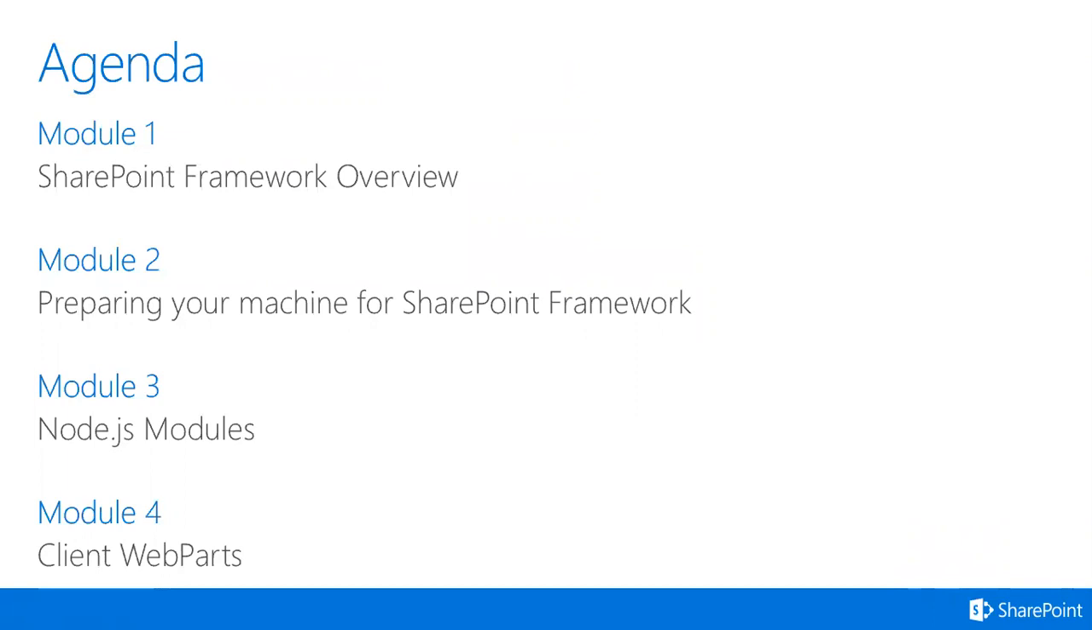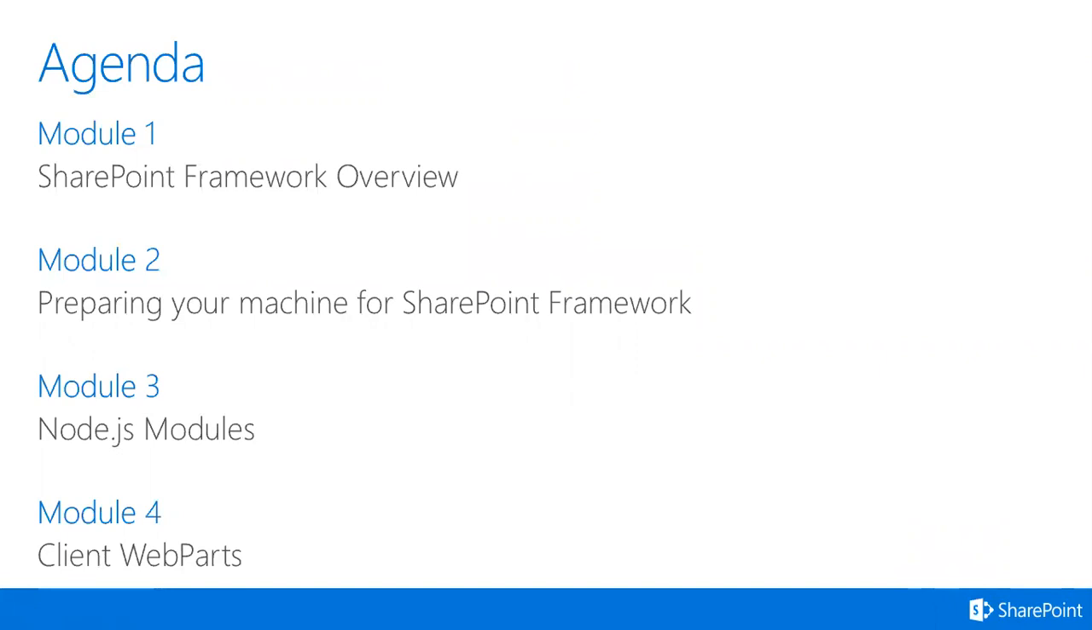In module 2, you will be preparing your machine for the SharePoint Framework, wherein we will set up the Office 365 E3 license tenant, obviously without credit cards, so no credit cards would be required. And we will also install Visual Studio Code, Node.js, and many other packages, Yeoman, Gulp, and so on.